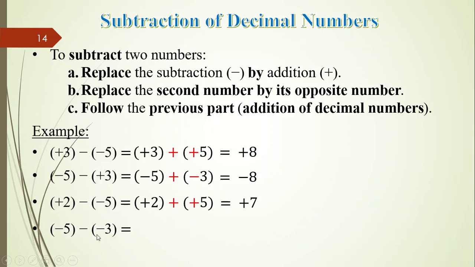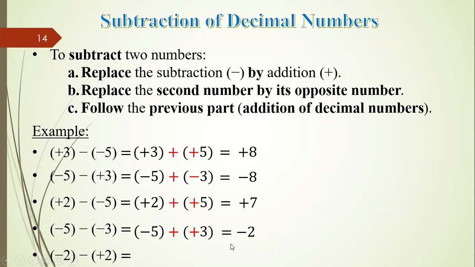Minus 5 minus minus 3, so we switch minus into plus, and we write the opposite of minus 3, which is plus 3. Here we have the addition of two numbers having opposite signs. So first we have to subtract them and take the sign of the largest number. So 5 minus 3 is equal to 2, and since 5 is greater than 3, we take the sign of 5, which is minus. So the result is minus 2.